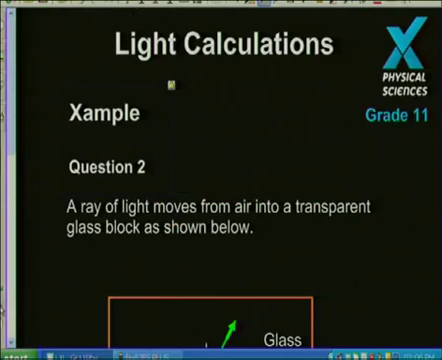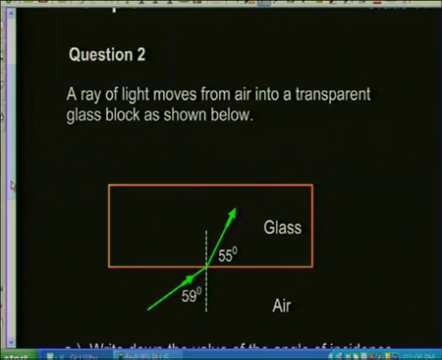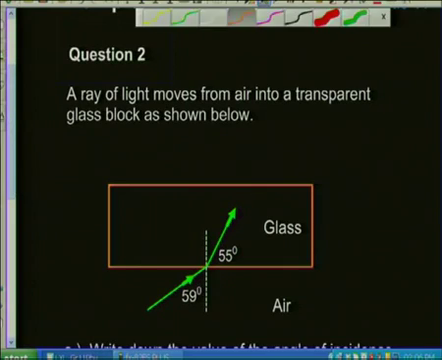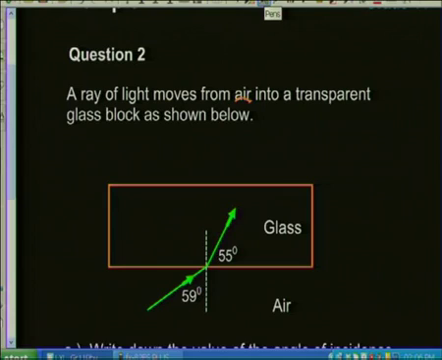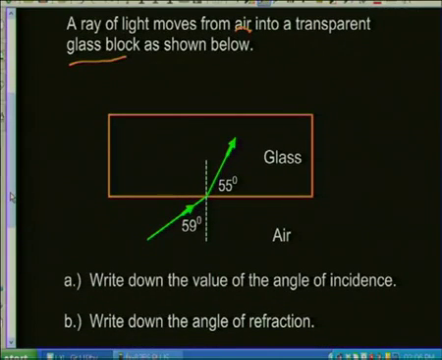Right, let's get into our first example, it's question number 2 that deals with refraction. It says the following: a ray of light, a beam of light, moves from air into a transparent glass block. So the light is going to move through it. Remember, the word transparent means that the light isn't going to be reflected off its surface. It's going to pass through. They give you the diagram there, the glass block, air on the outside. It then gives you the beam of light indicated in green, and they've drawn in the normal for us.